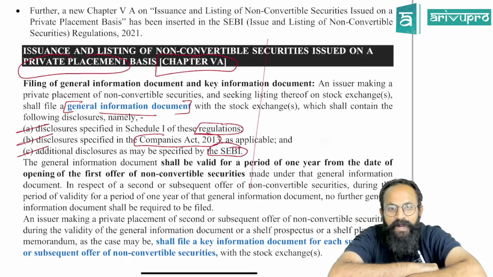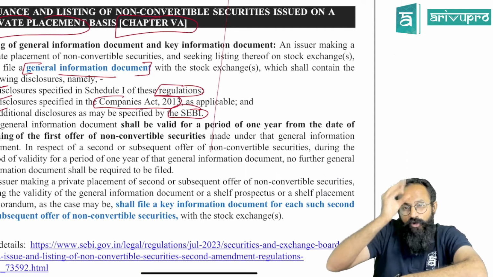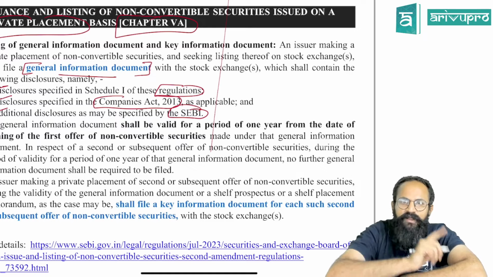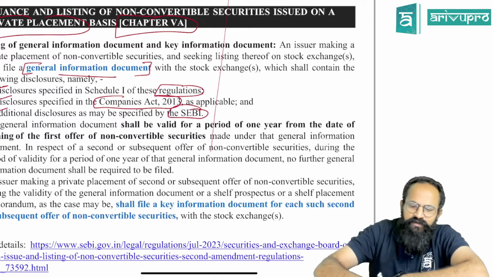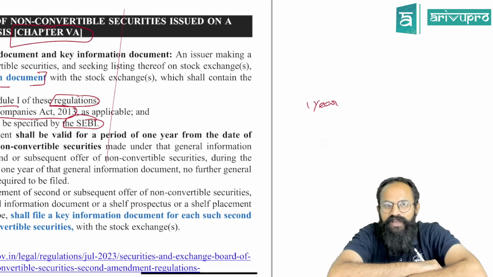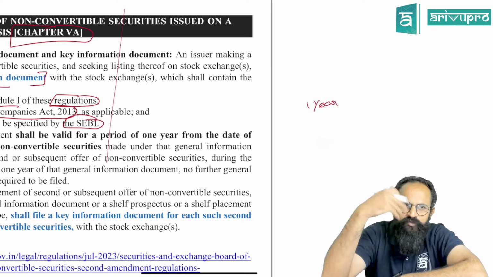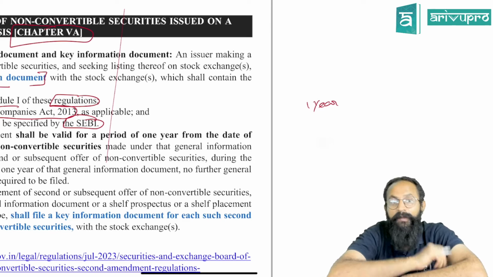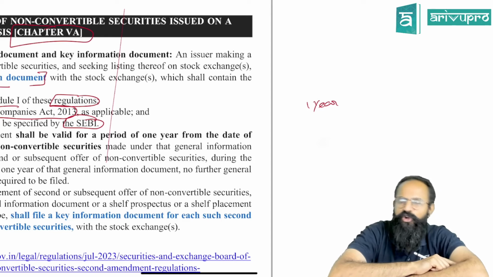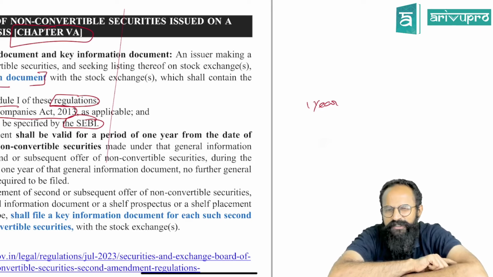Is that clear? Okay. So how long will this general information document be valid? Remember, this general information document will be valid for a period of 1 year. You file it today with the stock exchange. For the next 1 year, you can do as many private placements as you want. This non-convertible security you can issue to as many people as you want for the next 1 year.